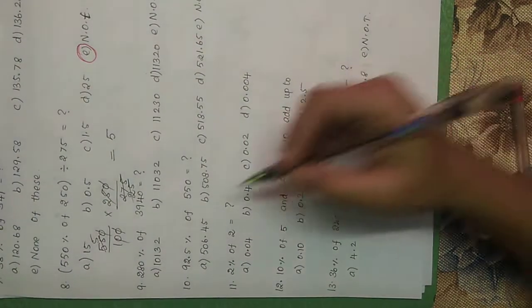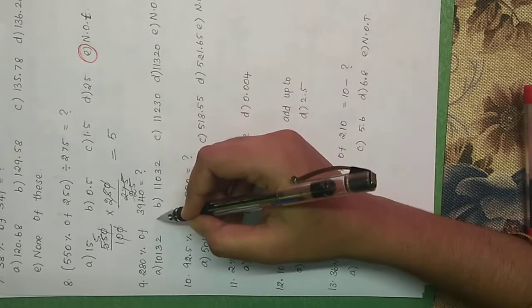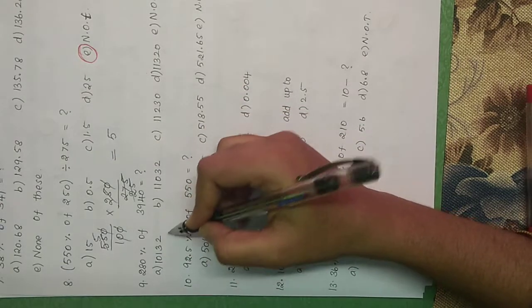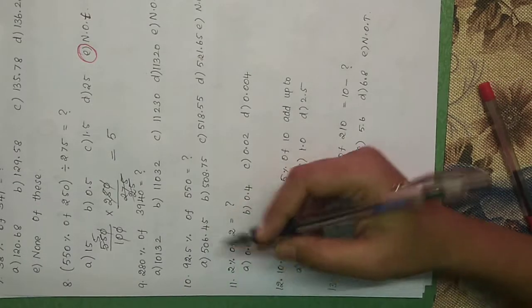Next, ninth problem is 280 percentage of 3940 is. This is similar to problems 6 and 7. So you do it yourself. Similarly, 10th problem, you do it yourself.